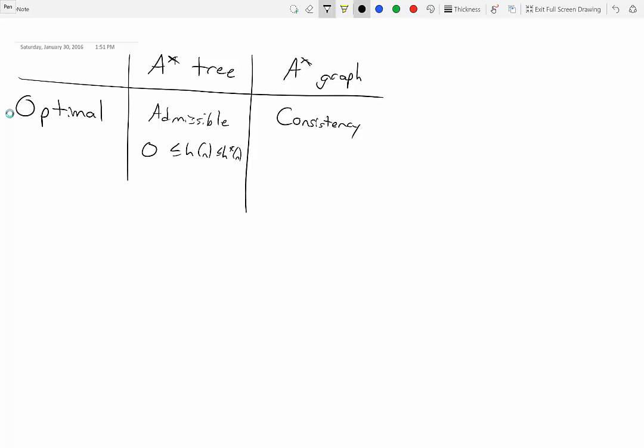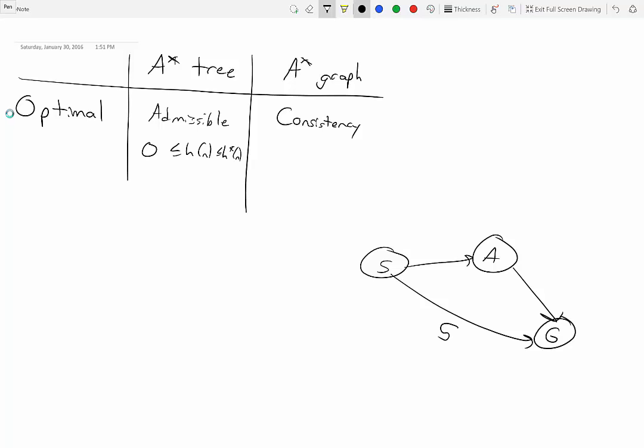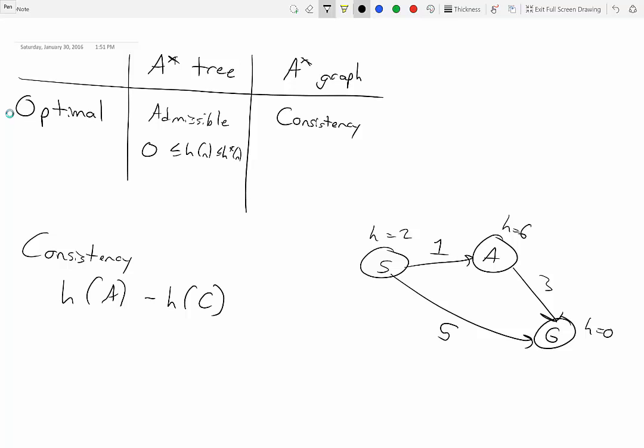Now, for consistency, let's talk about that right now. So let me draw S to A to G. Okay, so consistency requires that the heuristic at some node A minus the heuristic at the node that it travels to, C, is less than or equal to the cost from A to C. Okay, so let's decipher what this means.